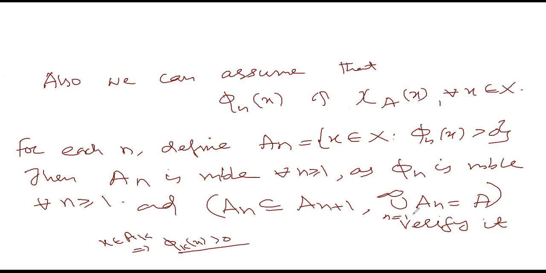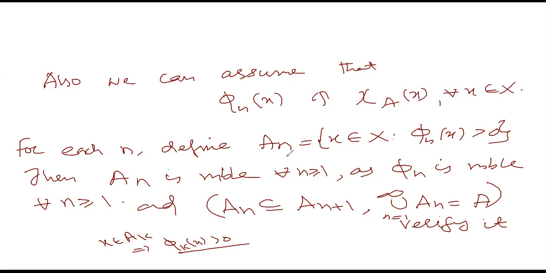This inclusion, this union is a subset of A. And the reverse is trivial. Whenever x is in A, chi_A of x is positive, it's equal to 1. Then x must be in some A_n. For if possible, suppose x is not in any A_n.